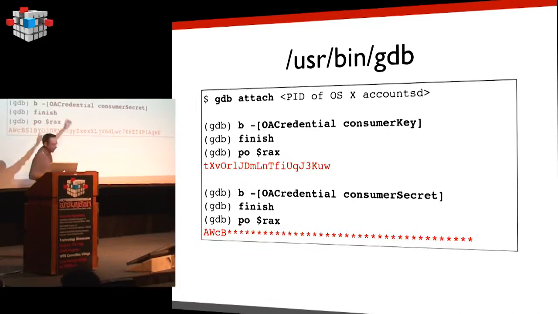What we are doing here is putting a breakpoint on the function. It is Objective-C code. If you've never seen that, it is a class or an instance, and this is a method. So I'm breaking on the method that will return the consumer key and the consumer secret. On which process? On the OS X accounts daemon. It is the process that handles the OS X Twitter account.